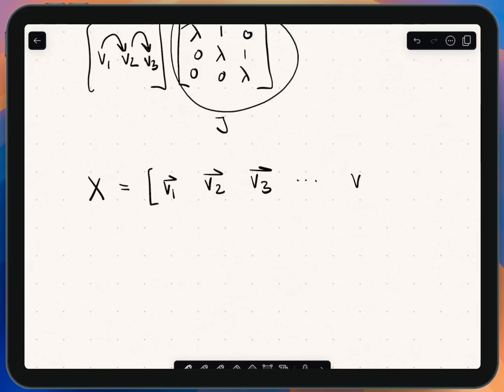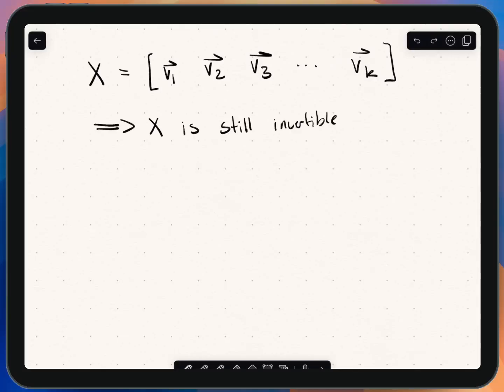So okay, if we know that X then is composed of V1, V2, and V3, and even all the way up to, let's say, VK, and where some of these ones are eigenvectors and some of these ones are generalized eigenvectors, how can I prove to you that this matrix X is still invertible? I want to show that X is still invertible. And to show this, I'm going to rely on what we saw before.